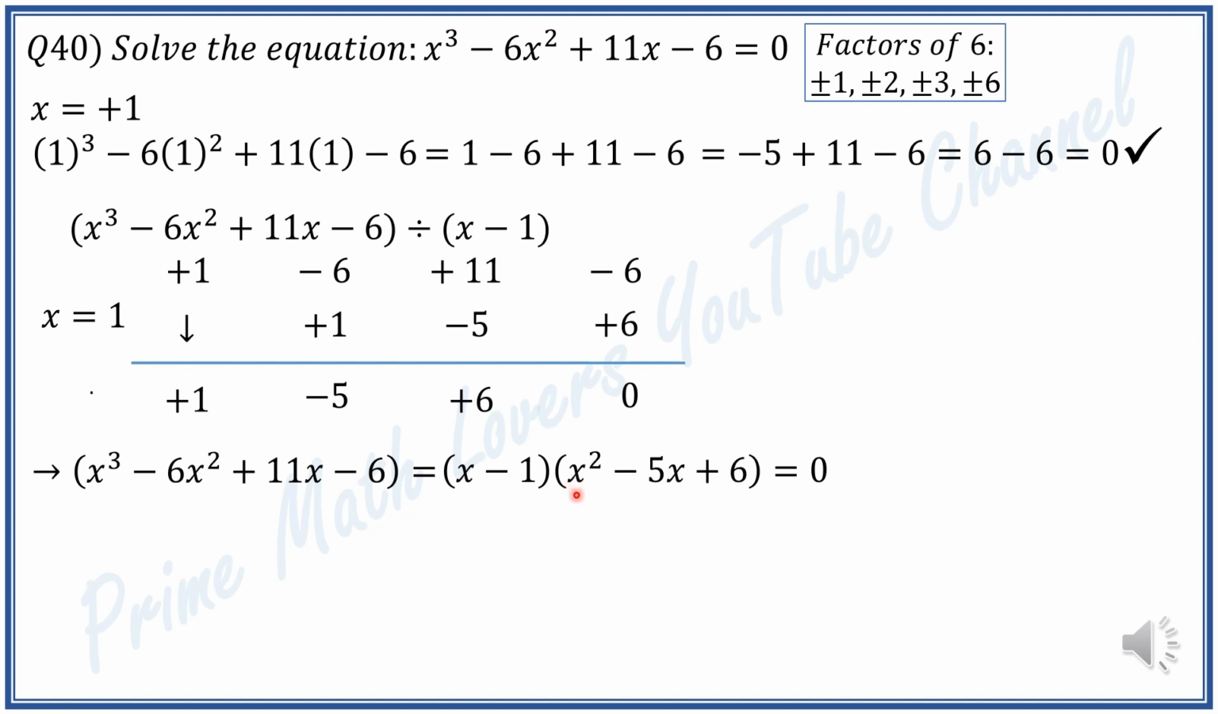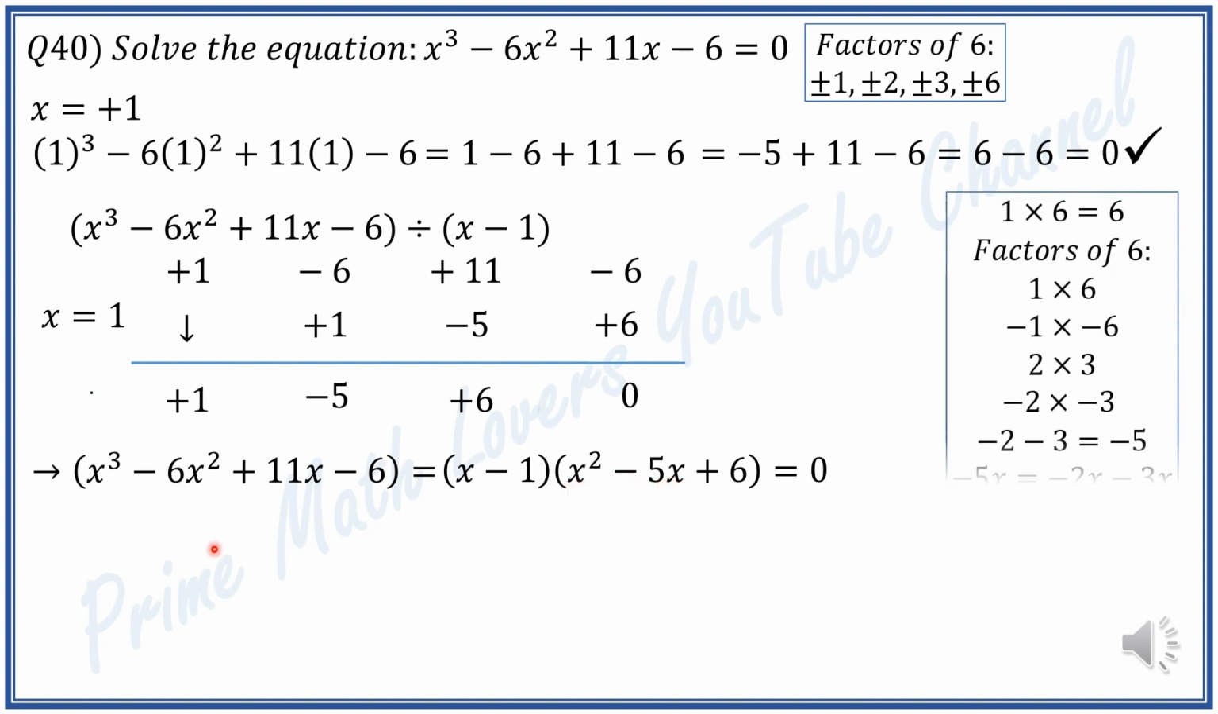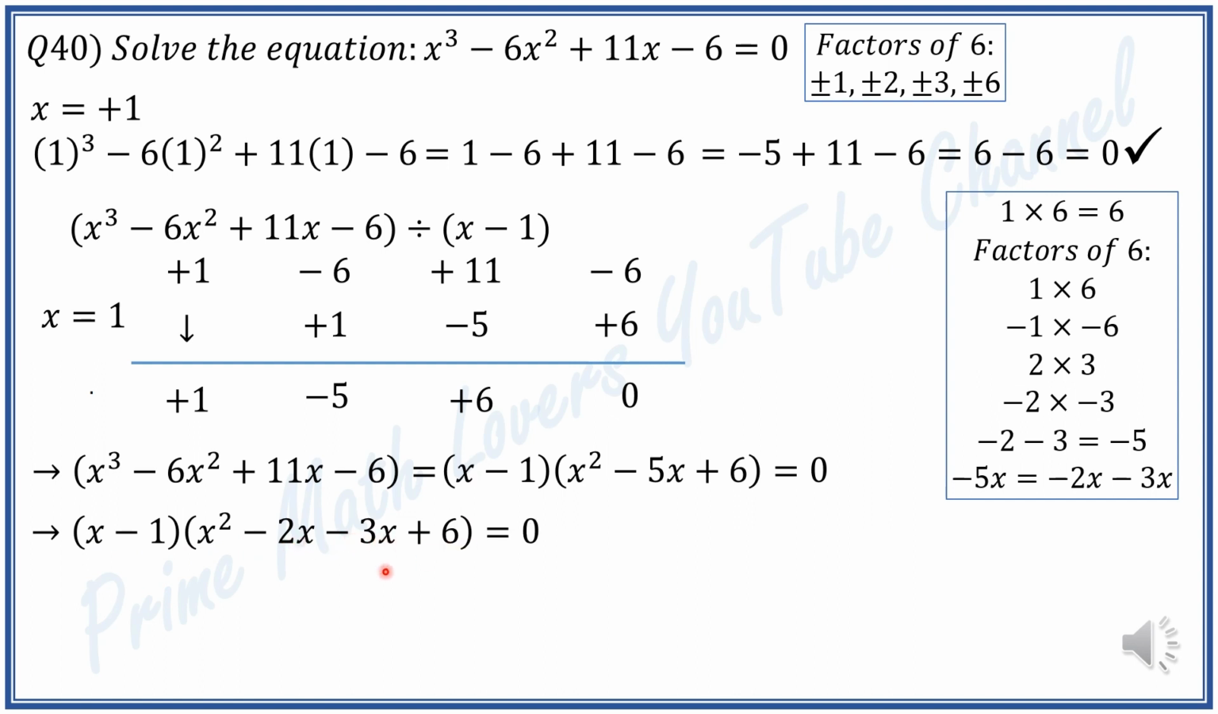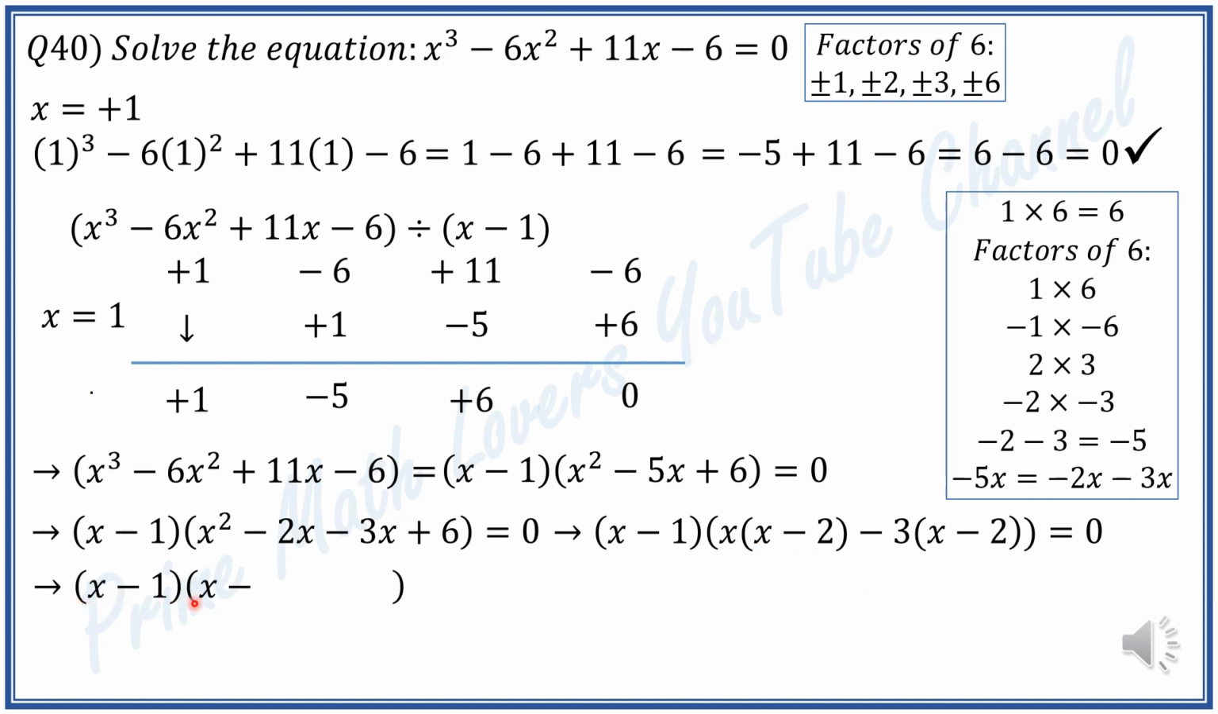So I can write minus 5x as x squared minus 2x minus 3x plus 6. I factor out x from the first two terms and minus 3 from the last two terms. So I get x minus 1 times x times x minus 2 minus 3 times x minus 2. Then I factor out x minus 2 and I get x minus 1 times x minus 2 times x minus 3 is equal to 0.